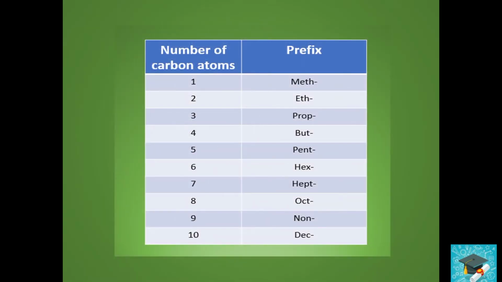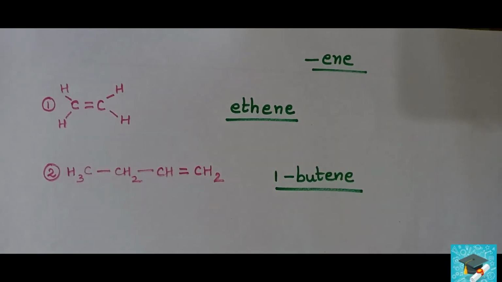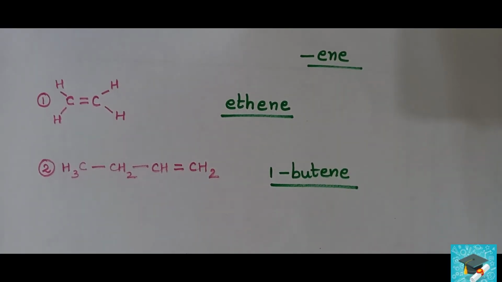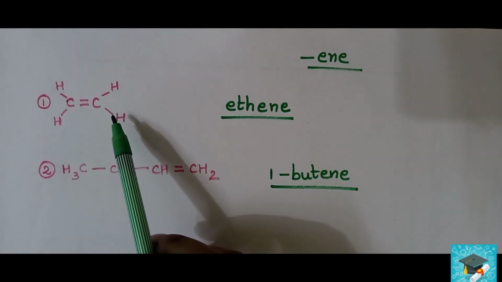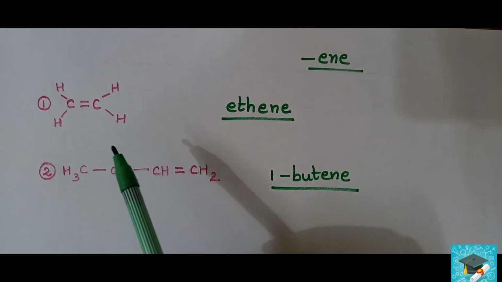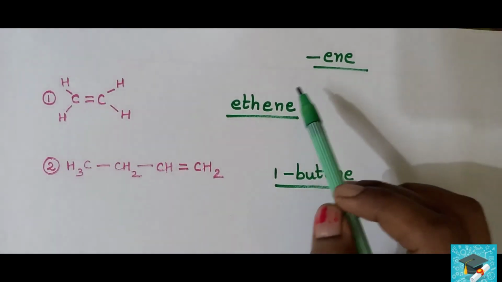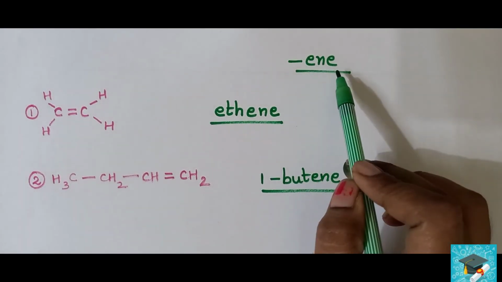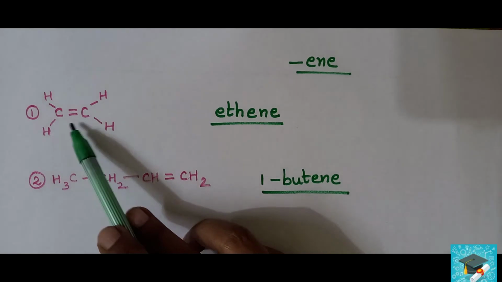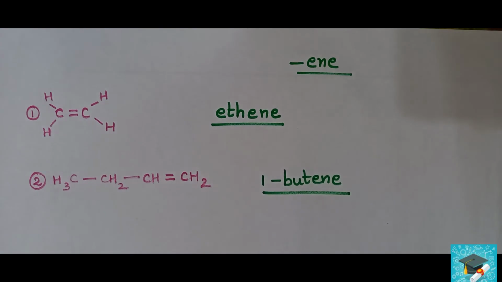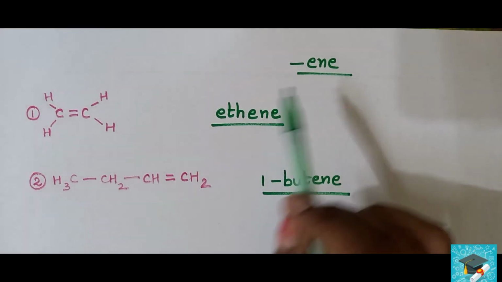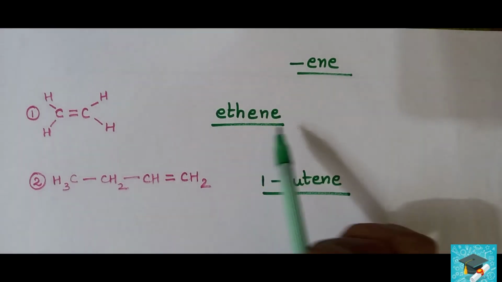In this table, we can see the different prefix used for the different number of carbon atoms in the chain. Here we have a few examples present. So let's have a look. The first example is CH2 double bond CH2. As I discussed earlier, for naming the alkenes, we always use the suffix "ene". So here in this case, two carbon atoms are present, so we use the prefix "eth" for two carbon atoms, and "ene" is written because it is a double bond, so the name will be ethene.